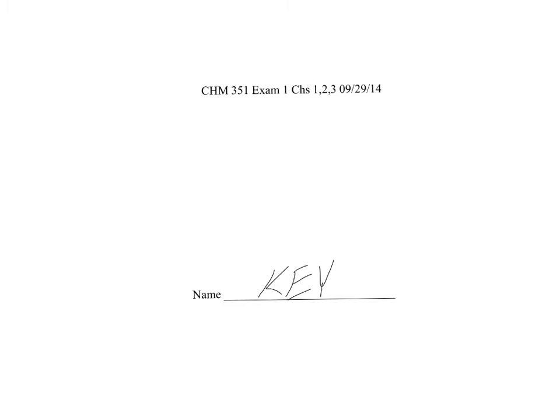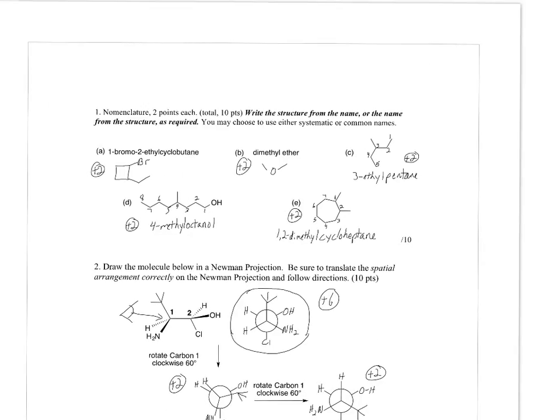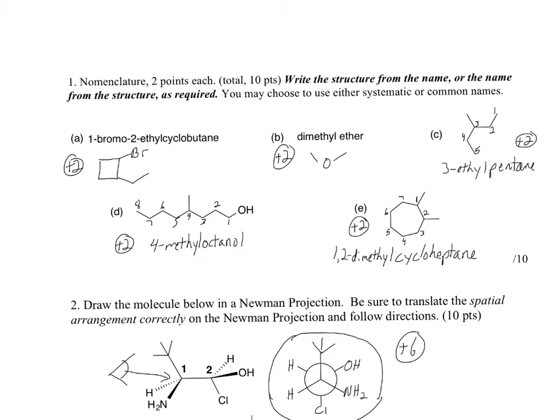And we're going to take a look at the key for exam 1 from 2014 for Chem 351. So in exam 1, the first question is about nomenclature. A structure from the name or the name from the structure is required. You may choose either systematic or common names.